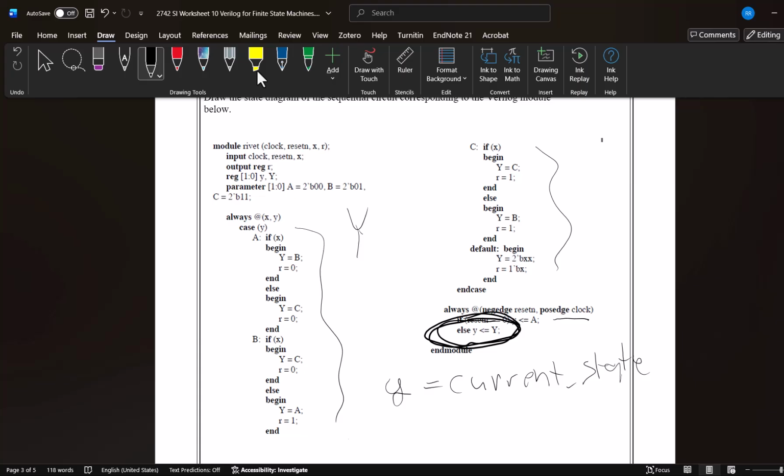And you could have two separate always blocks. You could have always at negative edge reset in.